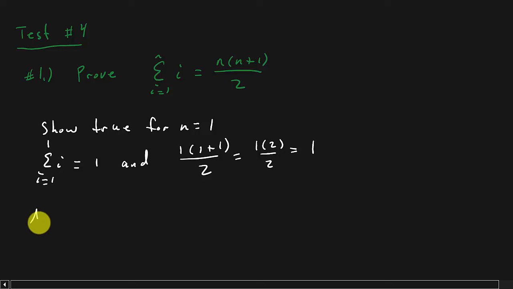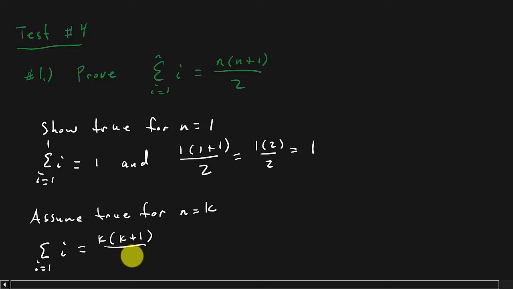Okay. And then we assume it's true for n equals k. So in other words, we're assuming it's true. i equals... all right, so notice I didn't fill this out up here. Okay, so this is where you've got to watch. This is going to be i equals 1 to k.